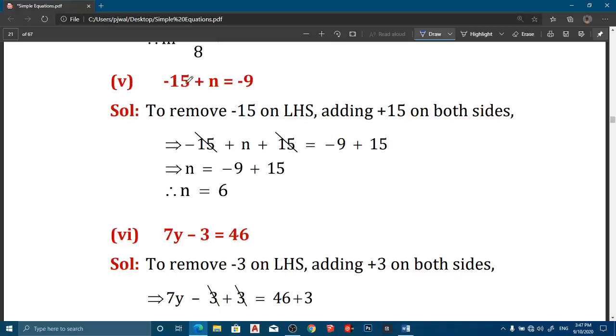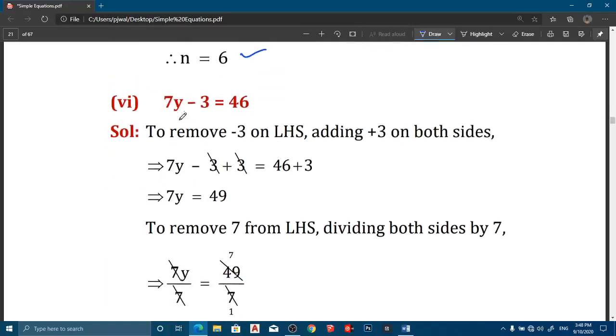To remove this minus 15, we have to add plus 15 on both sides. So by adding plus 15 on both sides, minus 15 plus 15 gets cancelled on the left side, and you will get n here. On the right side, minus 9 plus 15 means 15 minus 9, which is 6, is the answer. So therefore n is equal to 6.